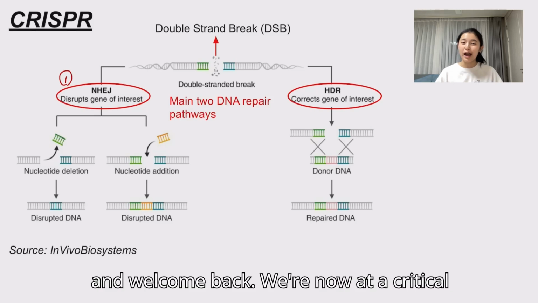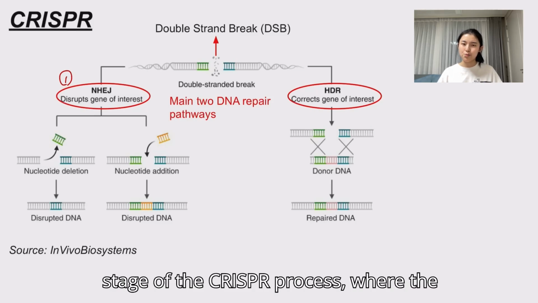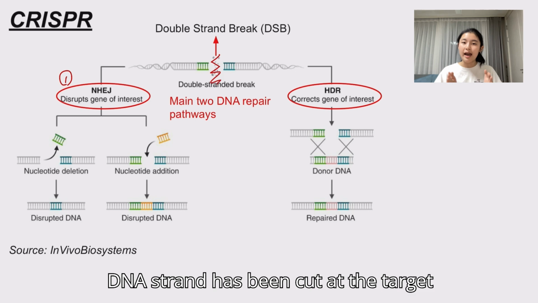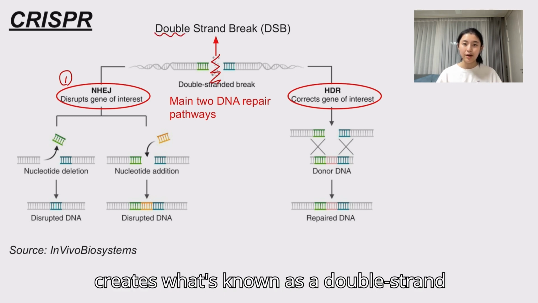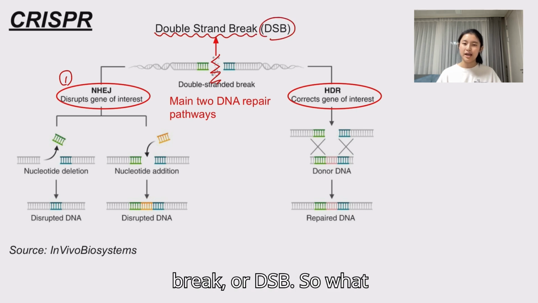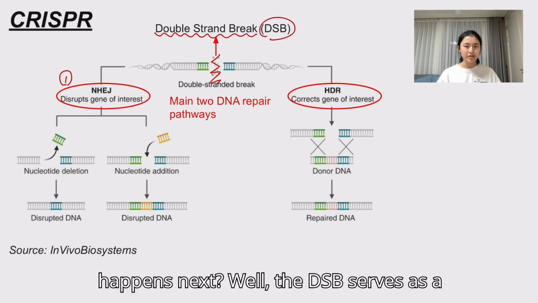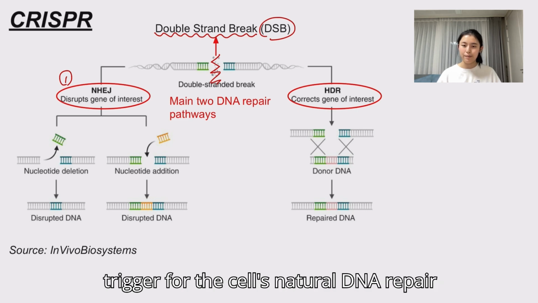Hello and welcome back. We're now at a critical stage of the CRISPR process where the DNA strand has been cut at the target site. This cut, made by the Cas9 protein, creates what's known as a double-strand break, or DSB. So, what happens next? Well, the DSB serves as a trigger for the cell's natural DNA repair mechanisms.